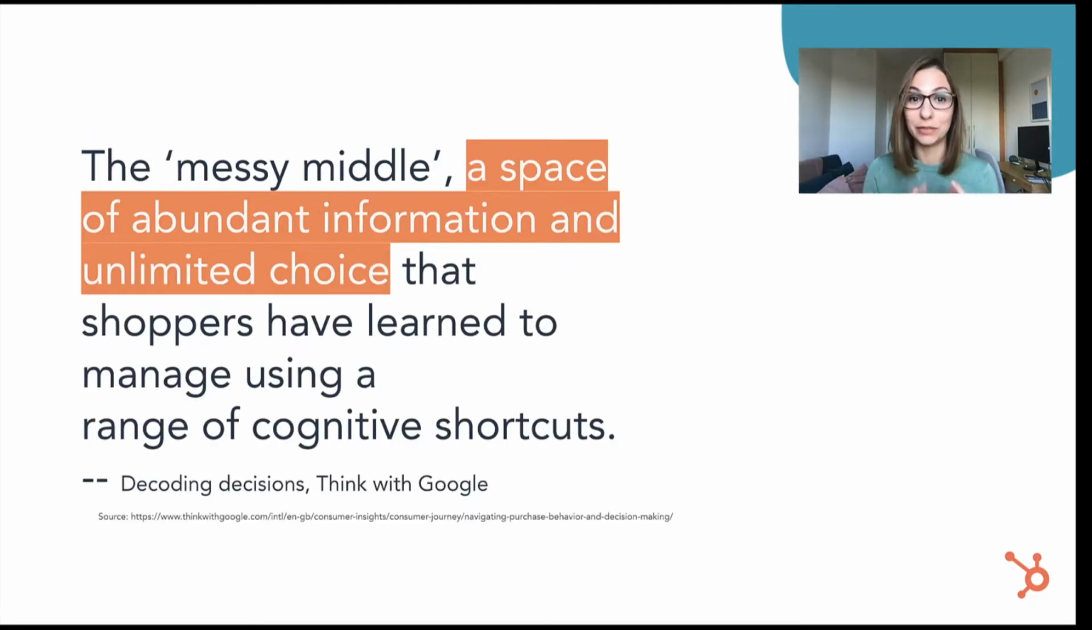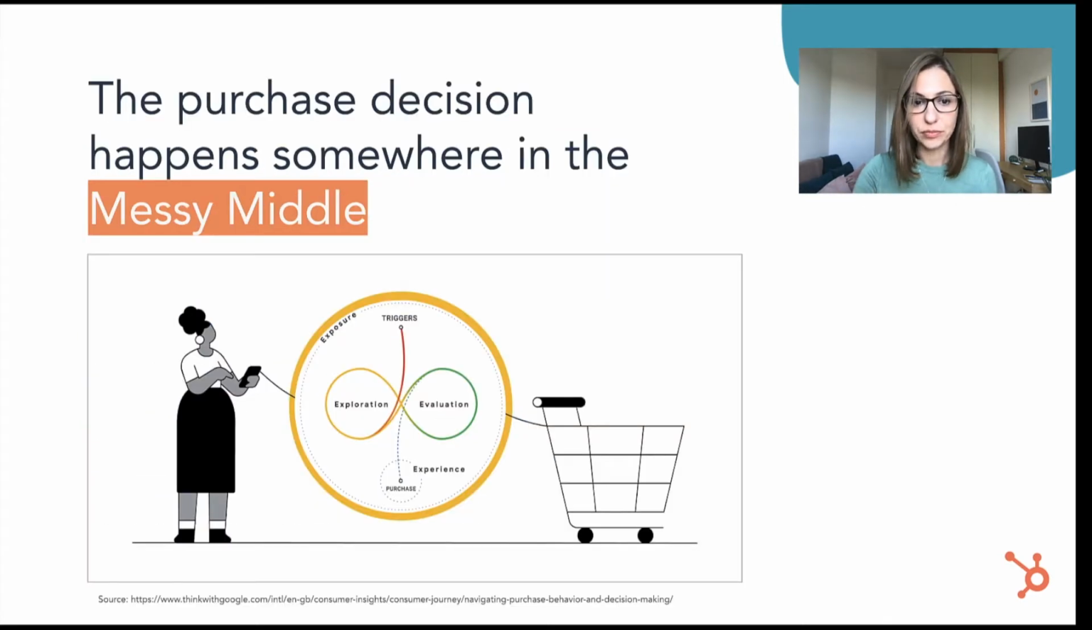Just to give you the definition of how Google sees it, the messy middle is a space of abundant information and limited choice, right? This is where people look at all of the options and try to find shortcuts and ways in which they understand what's the best solution for them, so at the end of the day, they can make a purchase decision that they're very happy with.